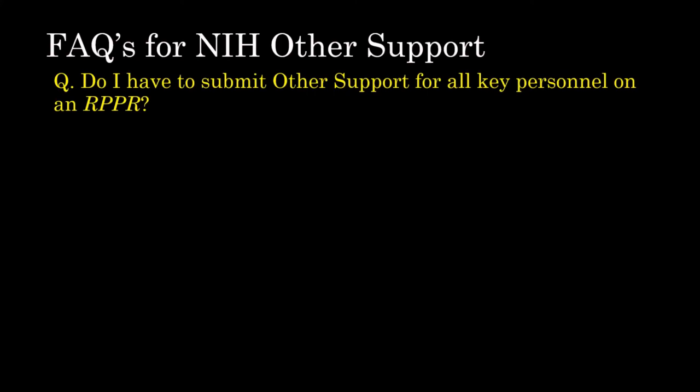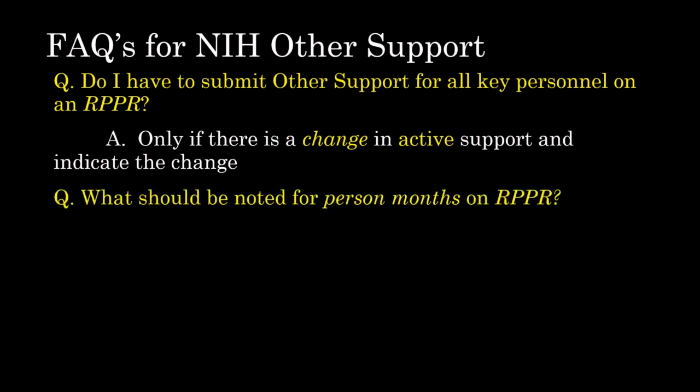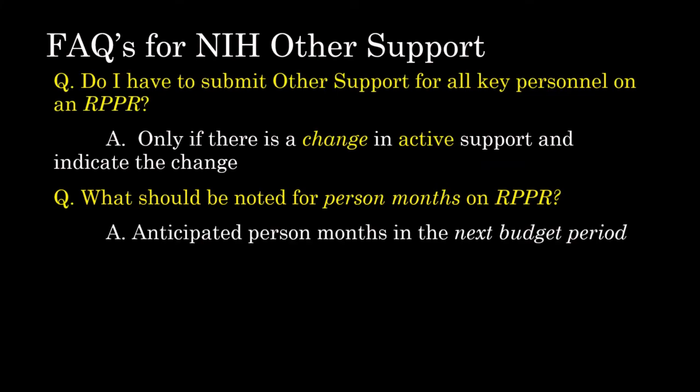So what are some frequently asked questions for NIH Other Support? So question, do I have to submit other support for all key personnel on an RPPR? Answer, only if there is a change in active support, and indicate the change. So I always recommend you request this or have the PI verify that there have been no changes since the last reporting period. So question, what should be noted for person months on an RPPR? Always list the anticipated person months in the next budget period.